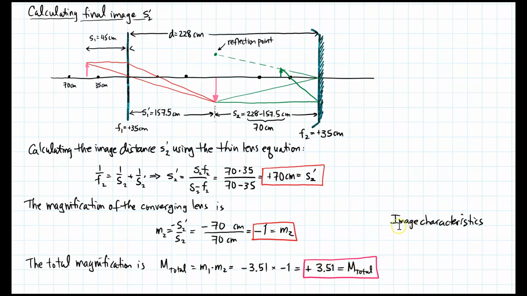So what are the image characteristics? Note that this is to the left of the converging lens, so therefore it has to be a real image. It's erect and it's larger since its magnification is 3.5.